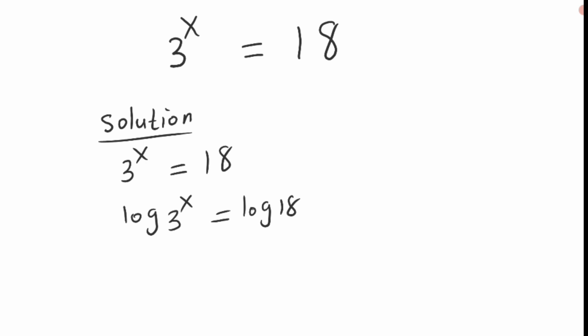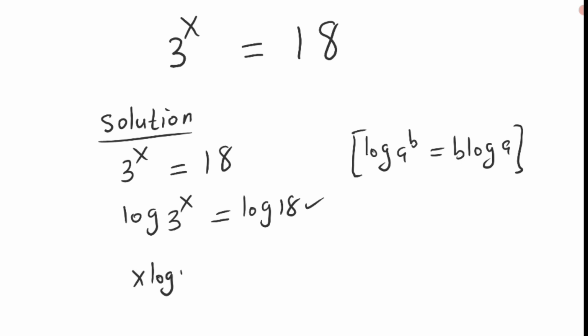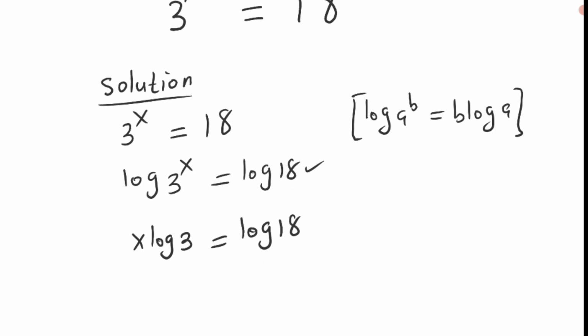Take note of this, that if you have log a to the power of b, this is equal to b log a. Then this can be written as s log 3 is equal to log 18. Let's divide both sides of this equation by log 3. This divided by log 3 and this divided by log 3.